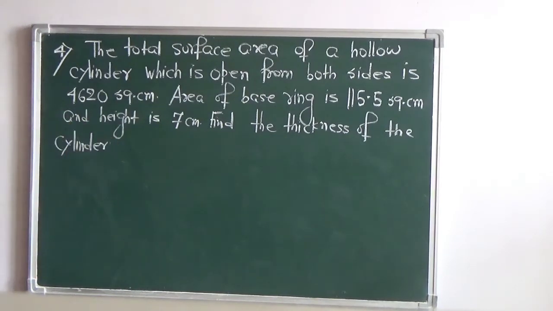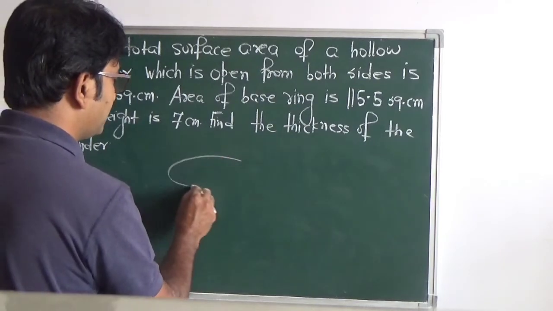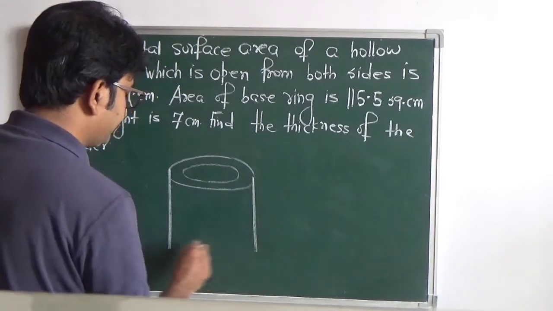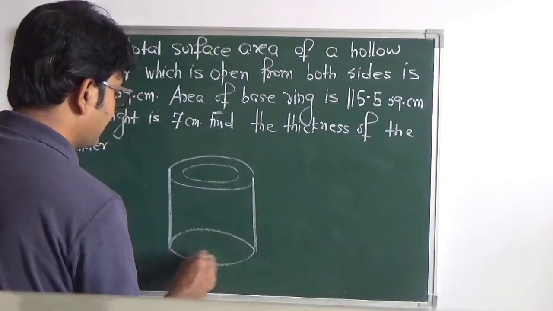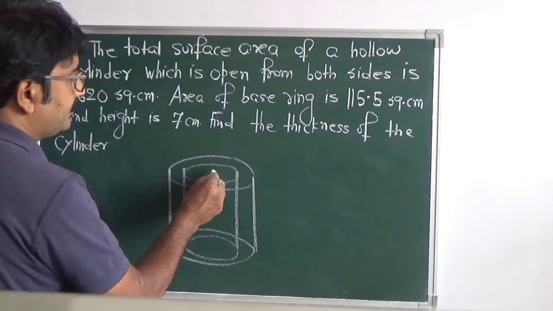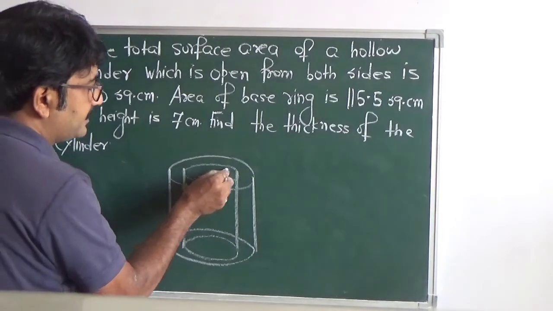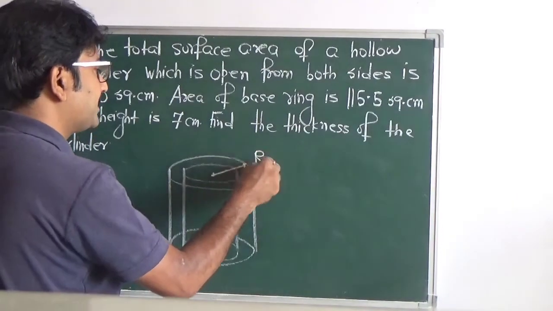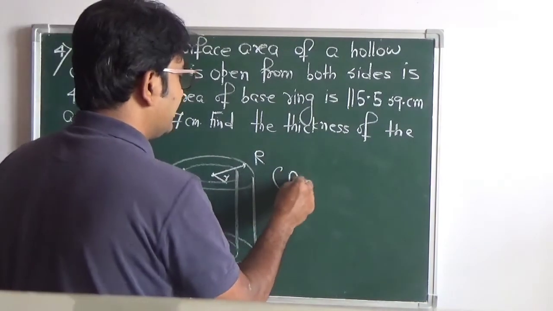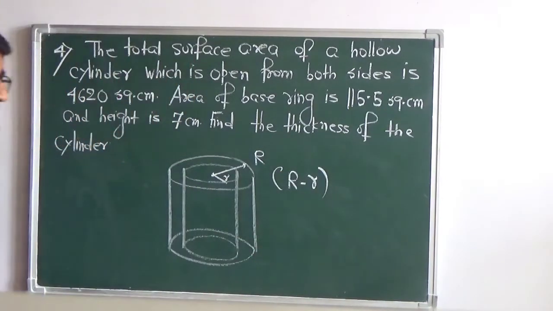So hopefully you understand that you have to find the thickness. Supposing this is your cylinder, hollow cylinder. So you can make it like this. So from the center, if this outer radius is capital R and the inner radius is small r, you need to find the thickness. That means the bigger radius minus the smaller radius. So this R minus r we have to find in this particular question.